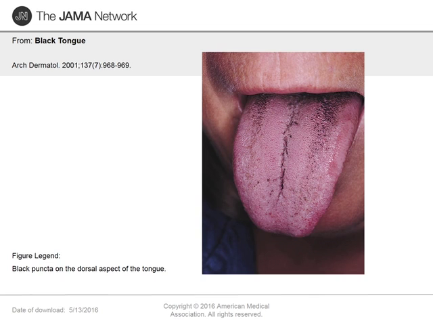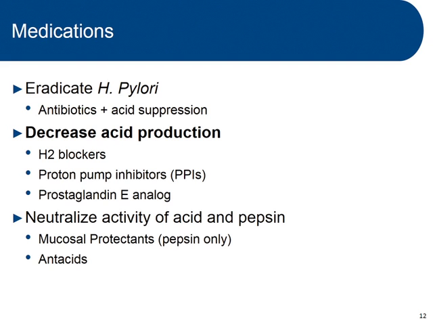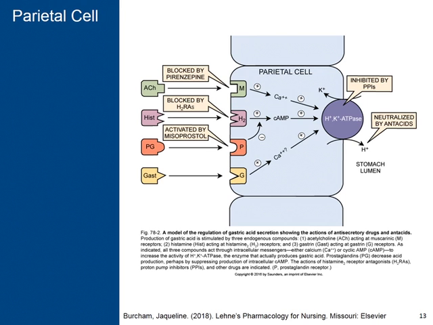So again, make sure your patients are familiar with the potential for this to occur. All right, let's move on to the medications that decrease acid production. Before I talk about those, let's talk about the parietal cell. I like this diagram. I think it's a nice summary of the different drugs that influence gastric acid.